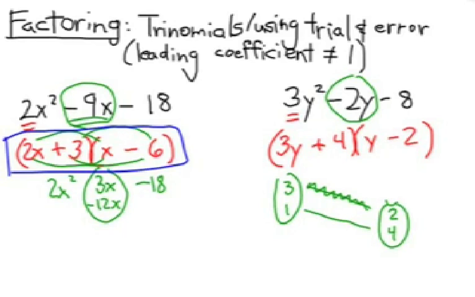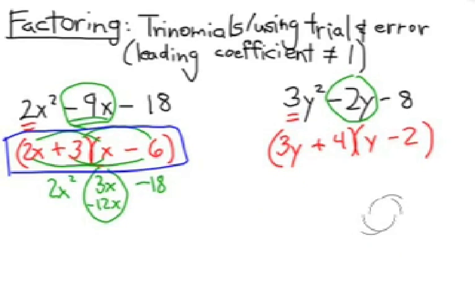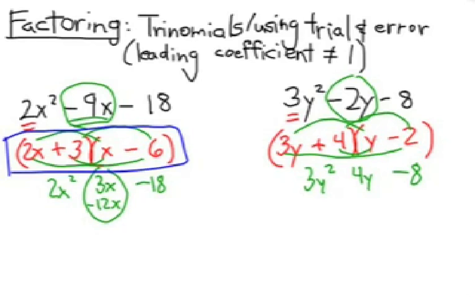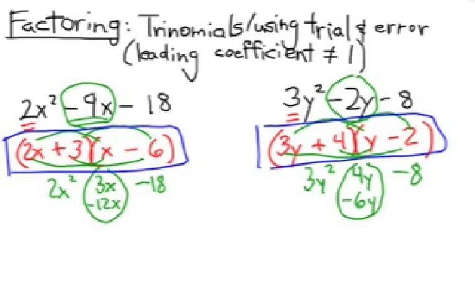Last step, double check, using the FOIL method, multiply it out and see what you get. How about 3y times y? 3y squared. 4 times negative 2? Negative 8. Inside terms is positive 4y. Outside terms, 3y times negative 2 is negative 6y. And that would give me the middle term I'm looking for. Final answer, 3y plus 4 and y minus 2.